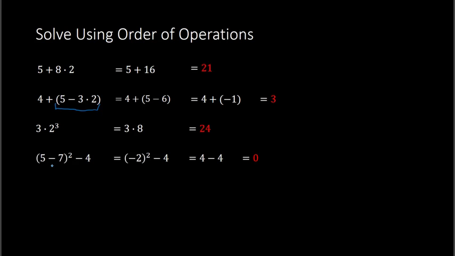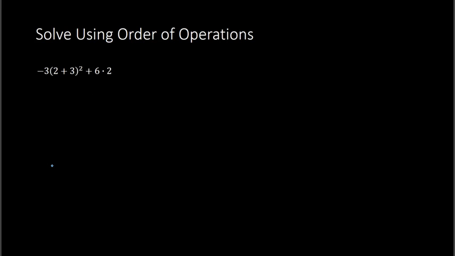Okay, next we have this expression. We begin with parentheses first. So the 2 plus 3 gives me 5. After parentheses, we then do exponents. So we do 5 squared, which gives me 25. So we have negative 3 times 25 plus 6 times 2. After exponents, we then do multiplication and division.